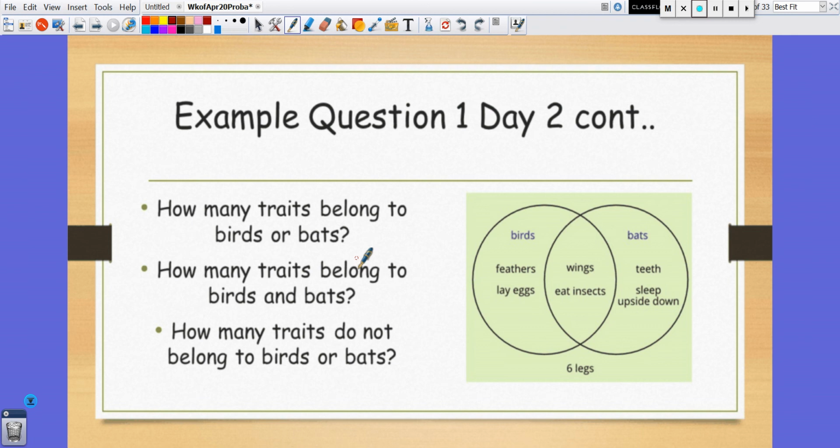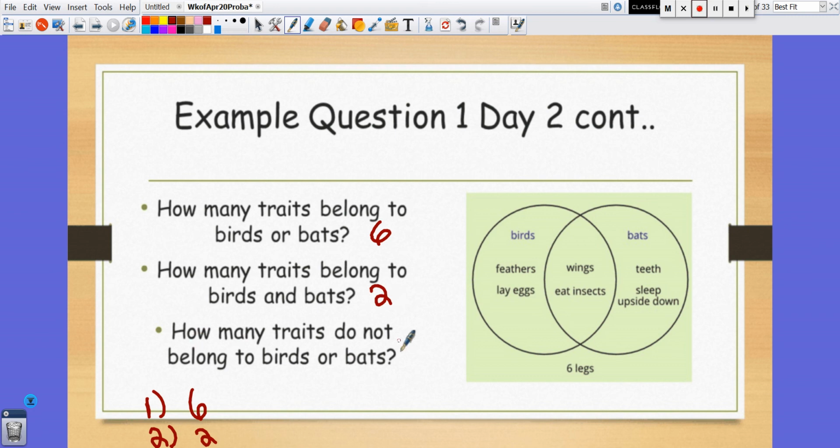It says how many traits belong to the bats or the birds. What are the characteristics that belong to the bat or the bird? So we're going to go count. Or means all of these added together. So there's 1, 2, 3, 4, 5, 6 characteristics that belong to the bats or the birds. Notice the 6 legs do not. So the answer here is 6. How many traits belong to the bats and the birds? Well, this is what they have in common. There are 2.